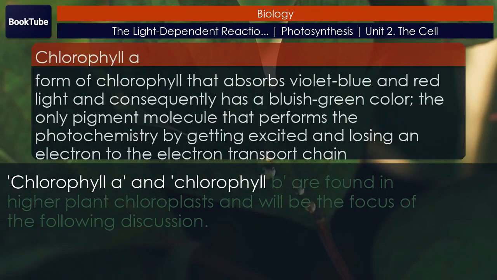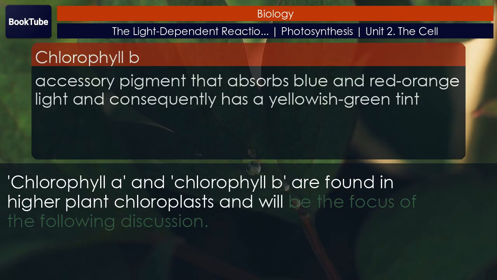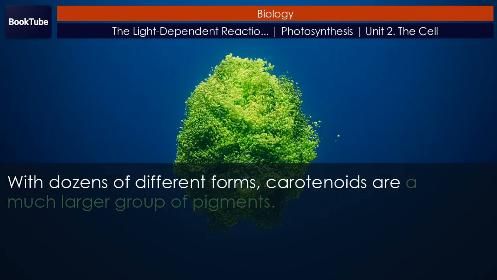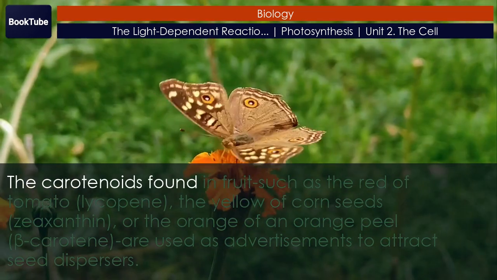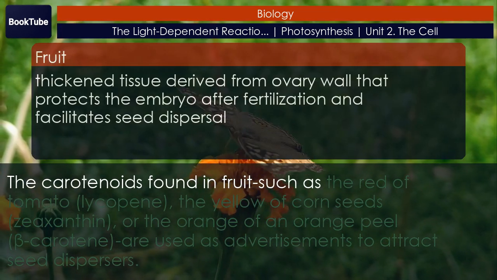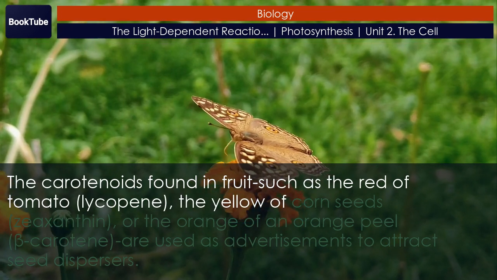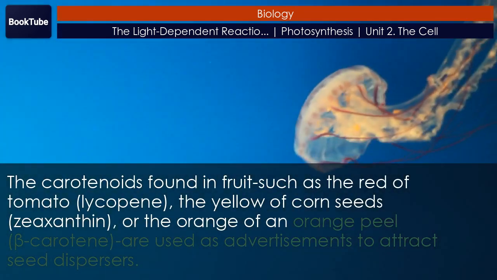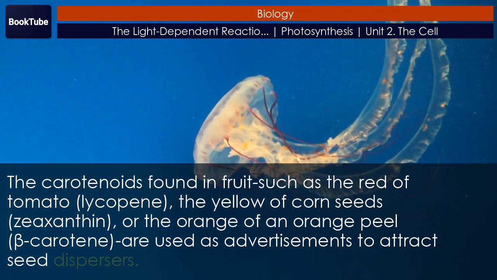Chlorophyll A and chlorophyll B are found in higher plant chloroplasts and will be the focus of the following discussion. With dozens of different forms, carotenoids are a much larger group of pigments. The carotenoids found in fruit, such as the red of tomato, lycopene, the yellow of corn seeds, zeaxanthin, or the orange of an orange peel, beta-carotene, are used as advertisements to attract seed dispersers.